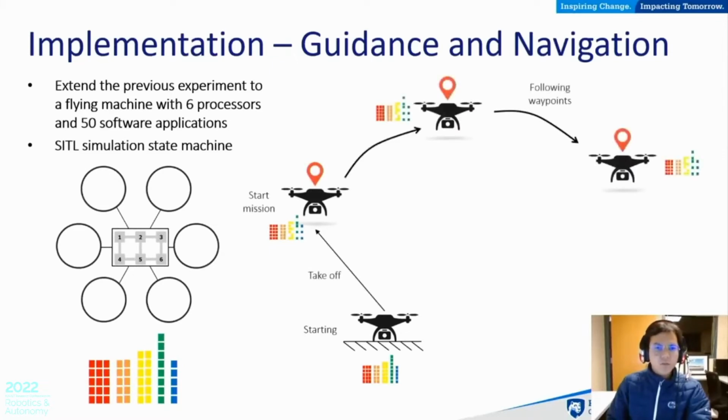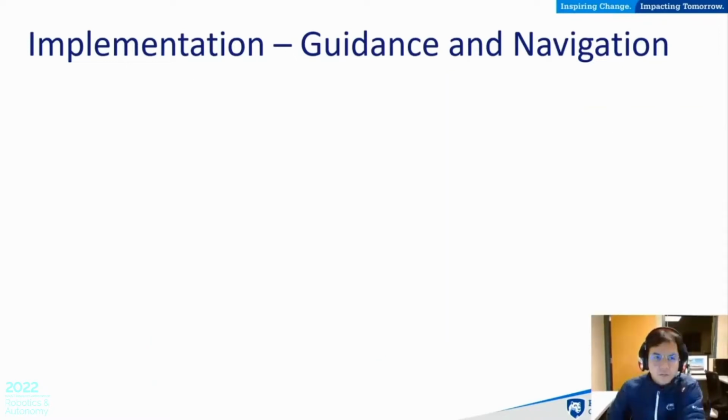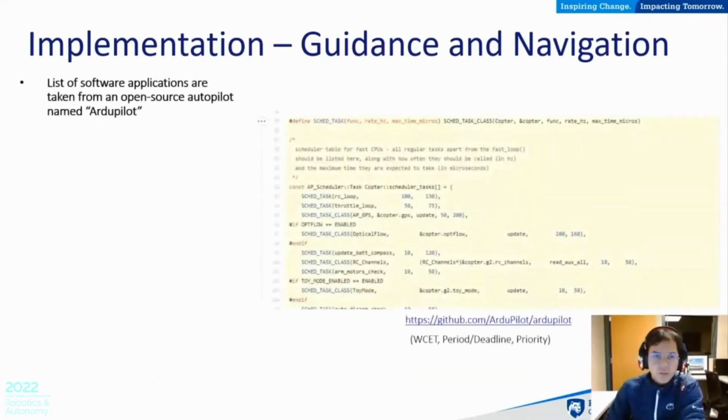During the mission, random failures will be injected into each of the processing cores. Some of the software applications will be dropped. However, if the safety critical ones are still running, the vehicle will continue the mission. If that is not the case, the vehicle will go into the altitude hold mode and eventually land itself if the failure keeps occurring. The list of software applications is taken from an open source autopilot named ArduPilot.